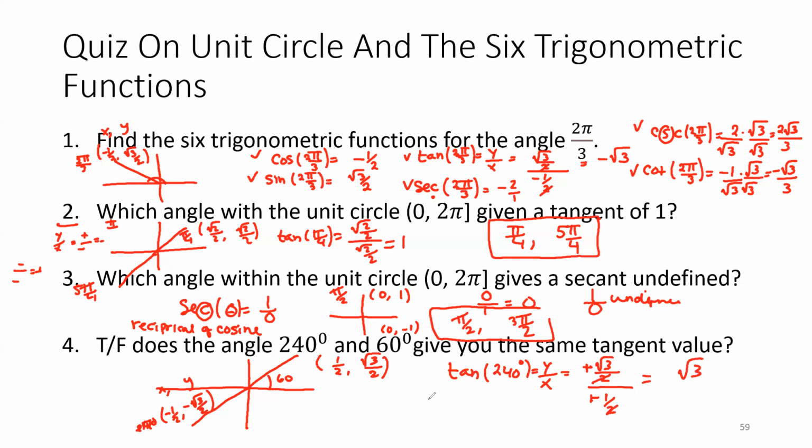And then let's do the same thing with tan of 60. So 60 gives you a y coordinate of radical 3 over 2, and an x coordinate of 1/2. So the 2's cancel, and you're just left with radical 3. Okay, so is that true? Yes, they both give you a tangent of radical 3. So it's definitely true.